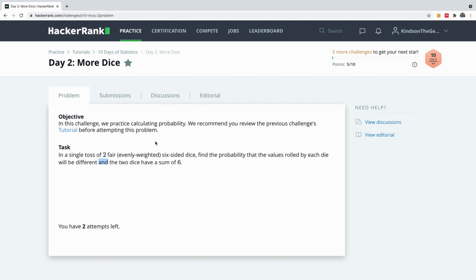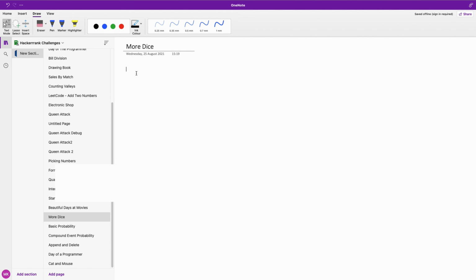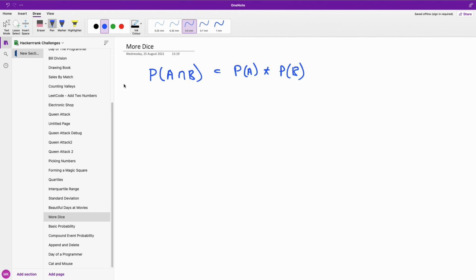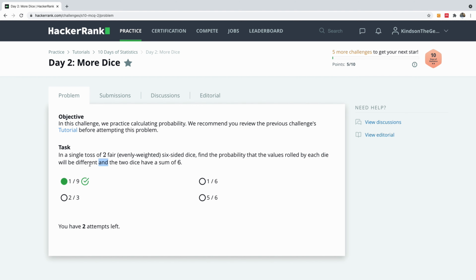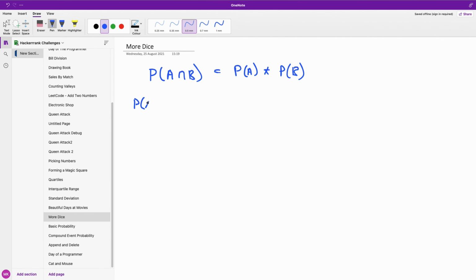So we are going to employ the product rule, and the product rule states that the probability of A and B is given by the probability of A times the probability of B. It's as simple as that. So what we are going to do is calculate the probability of A. Event A is that the two values will be different.